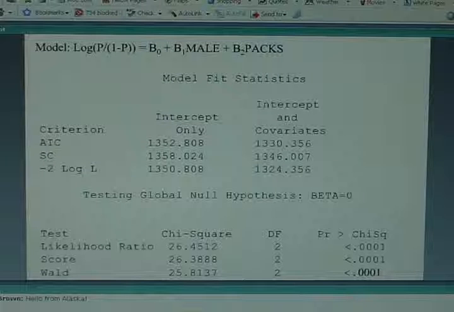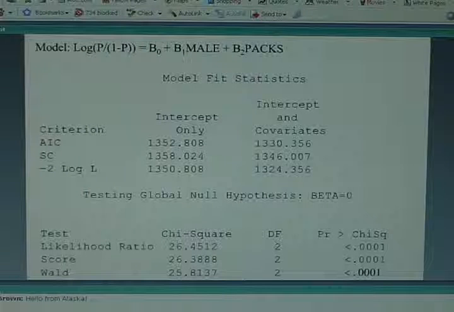But notice now we only have 2 degrees of freedom for this test, because the difference between the intercept-only model and the intercept plus covariates model was looking at a model with just the B0 term compared to the model with the B0 plus male plus PAX added to it. And that added a B1 term and a B2 term. That's why we have only 2 degrees of freedom. We'll get back in a second to try and decide which is the better of these 2 models for our purposes, to control confounding and look at the effect of male.